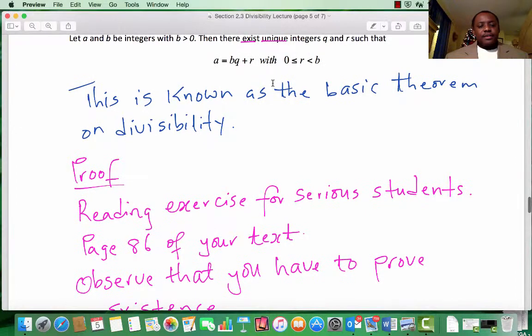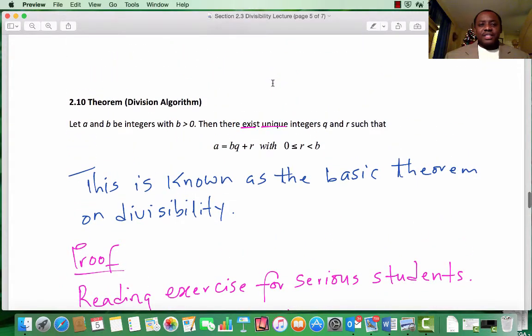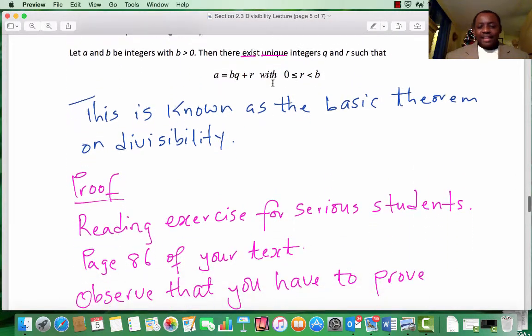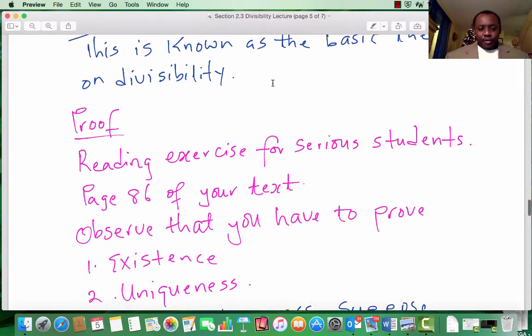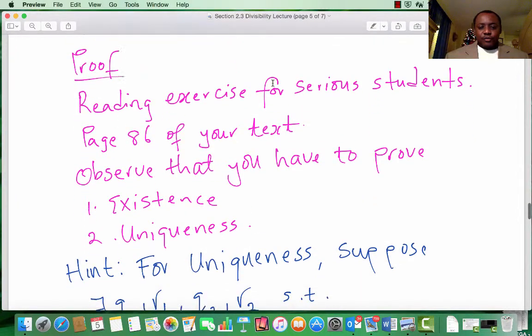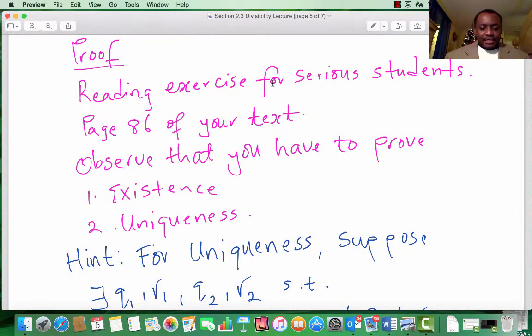Proof. I am going to leave the proof of the basic theorem on divisibility as a simple reading exercise for serious students. So if you would go to page 86 of your text, Elements of Modern Algebra by Gilbert and Gilbert, you would see the full proof. It's not complicated, but I'm going to leave that for you as a simple reading exercise.